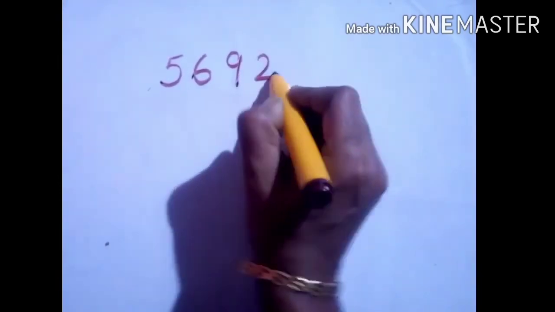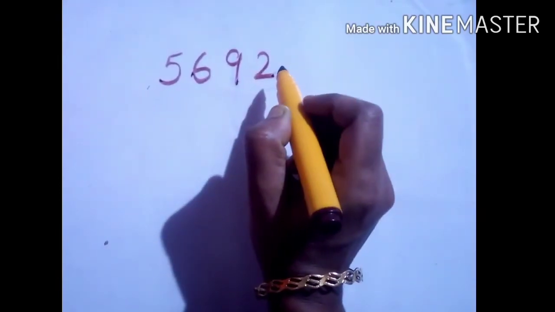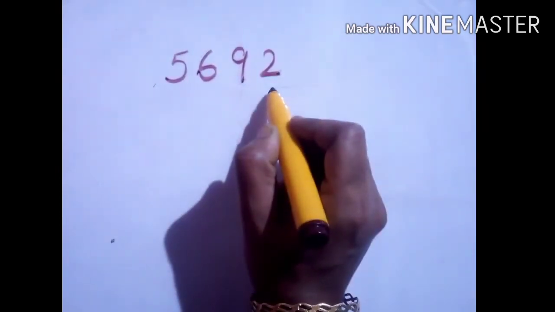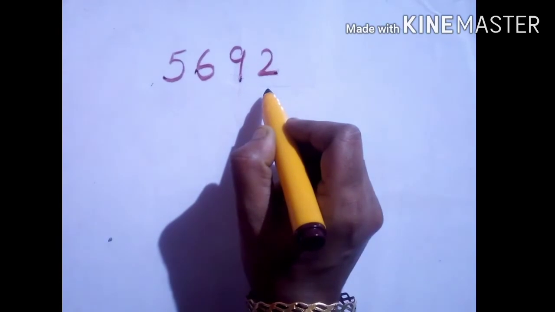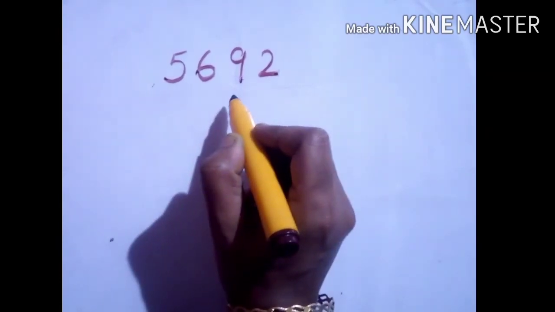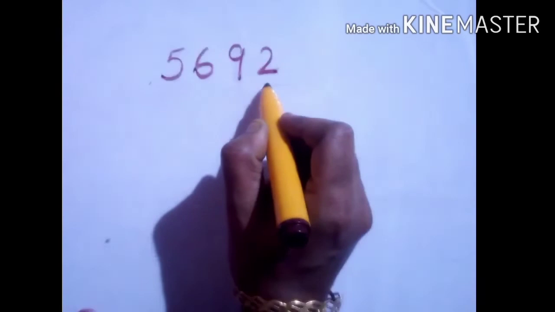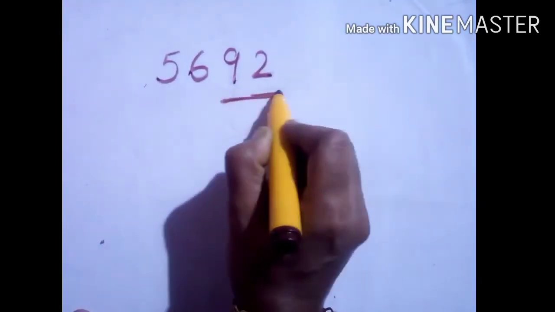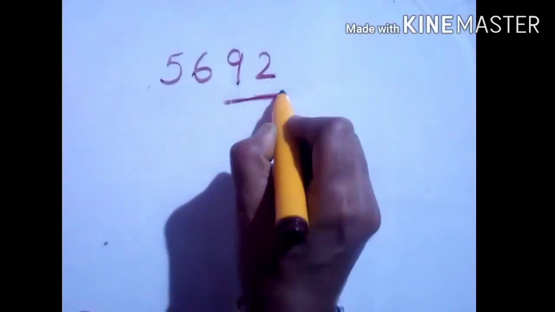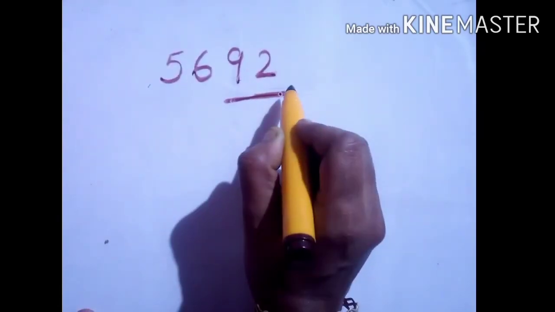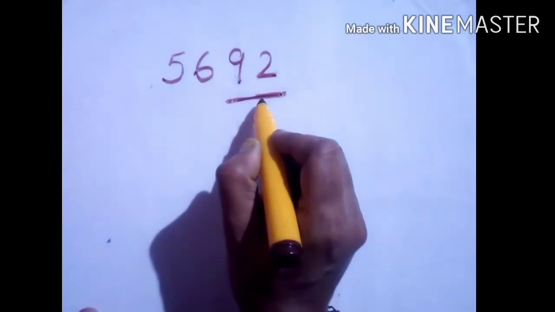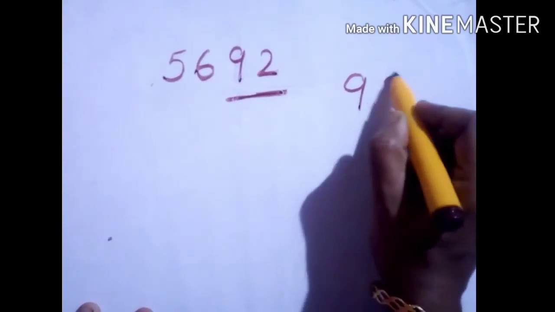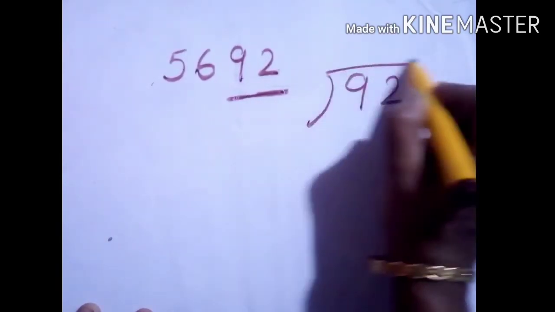I'll take one number, that is 5692. As I told you, we have to check whether this number is divisible by 4 or not. If the digits at ones and tens place, that is 92, is divisible by 4, then the whole number will be divisible by 4. So let us check 92 whether it is divisible by 4 or not.